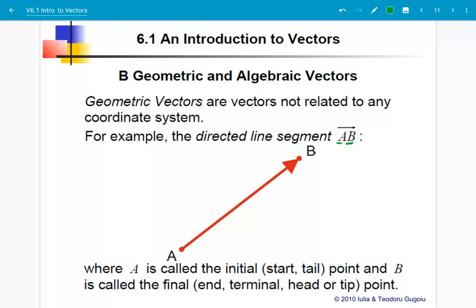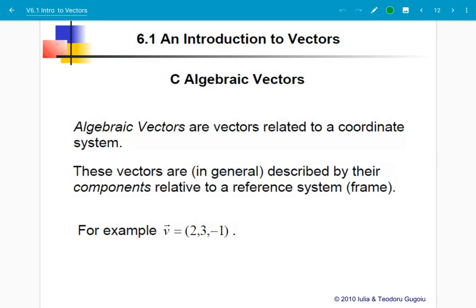Okay, the order matters. Algebraic vectors are related to a coordinate system and usually Cartesian coordinates. These vectors are in general described by the components. So in this case, it is a three-component vector. We usually call this the X, Y, and Z component. And in 3 space, you can think about it this way. We have the x-axis coming out towards you. It's shown on an angle, but it's coming directly towards you. Y is going to the right, and Z is going up.